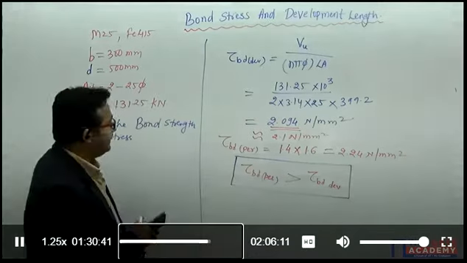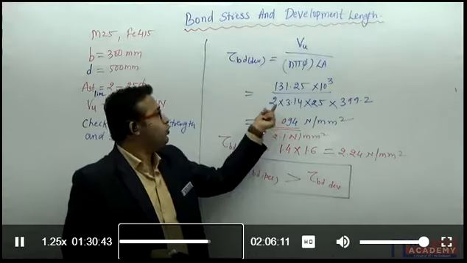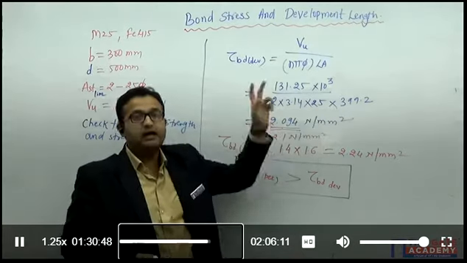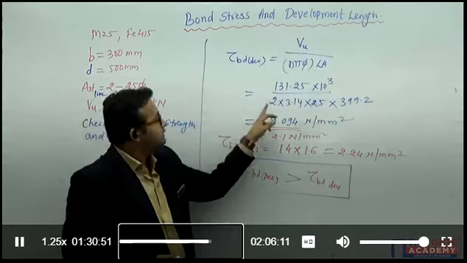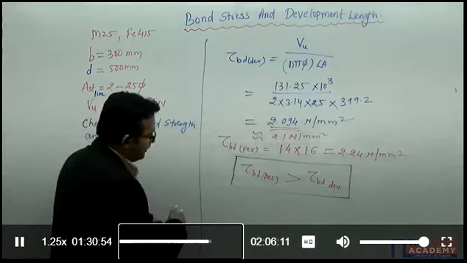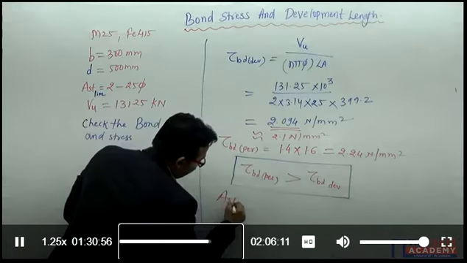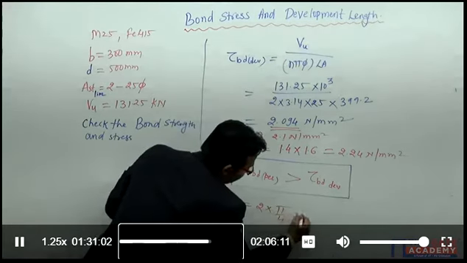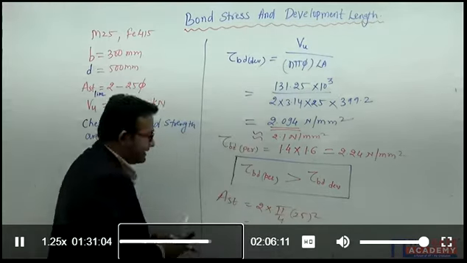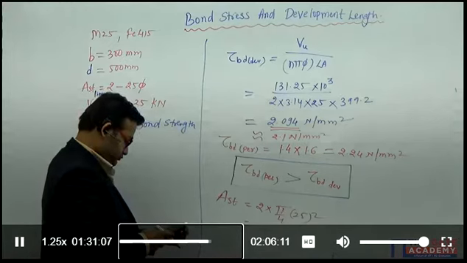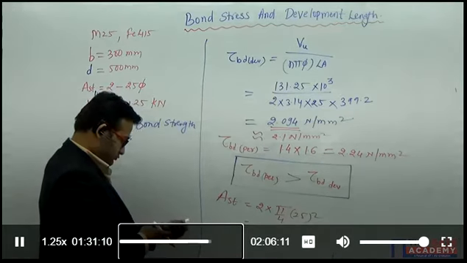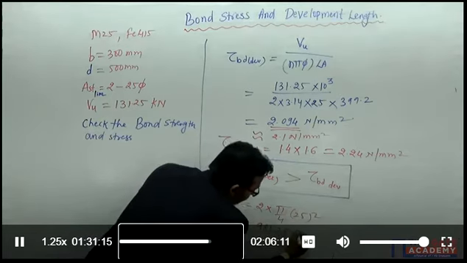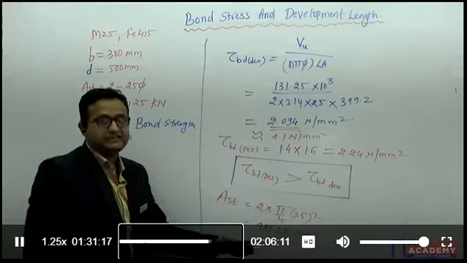Let's solve one problem. See, for this particular case, I am getting 2.1 Newton per mm square. Suppose here I have provided 2 bars of 25 mm diameter. Let's see what is the total Ast we have provided here. Total Ast we can calculate: 2 bars of 25 mm diameter means 2 times pi by 4 into 25 square. The total Ast we have provided is 981.25 mm square.